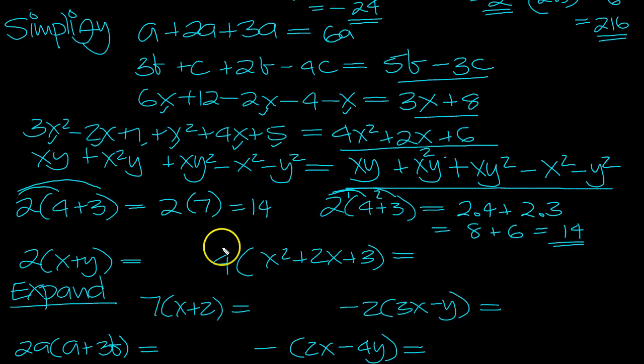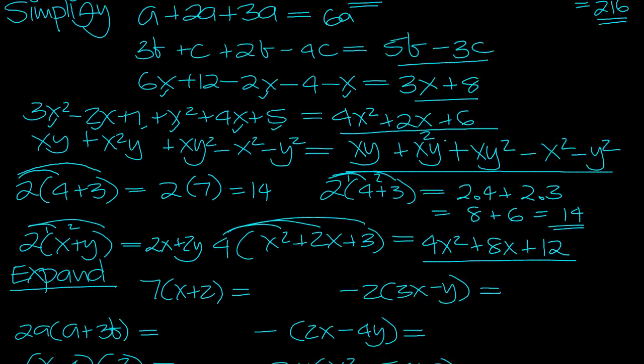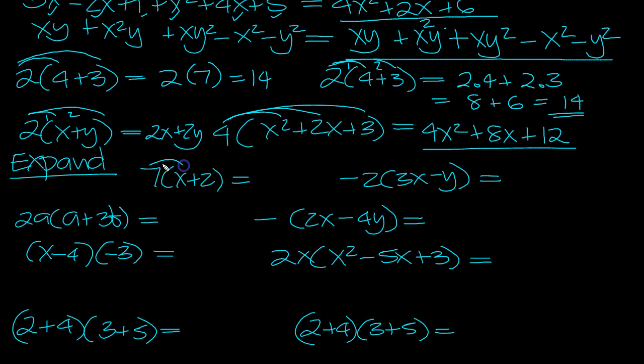We draw two lines when it's in this form. So here we can just draw two lines, line 1 and line 2. First line, 2x. Second line, 2y. Okay, next one. So first line, 4x squared. Next line, 4 lots of 2 is 8, 8x. And the third line, 4 3s are 12. Okay, that's good.